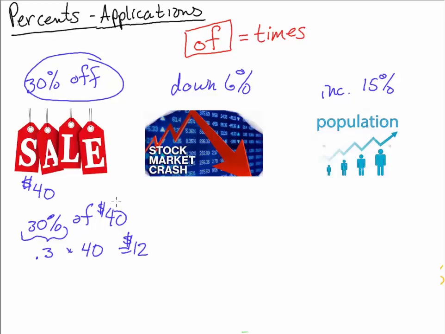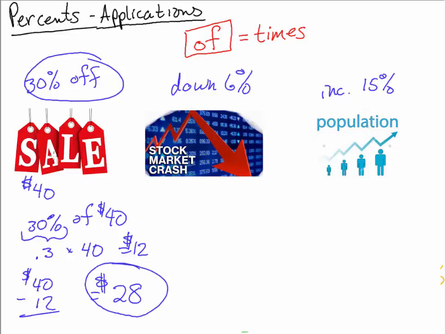If this were a different number, it'd be much bigger. But we now are going to take the $40, subtract the $12, and we end up with $28. So that's how much this sale would be. Let's try it with another one.